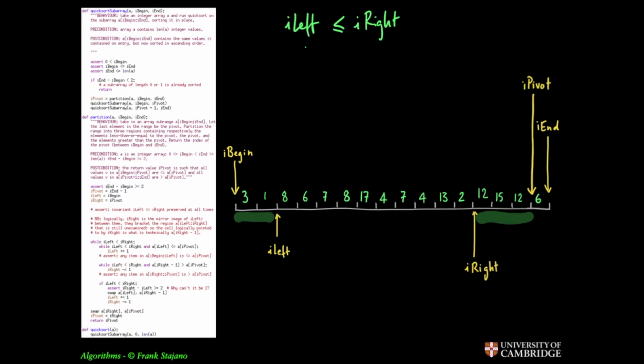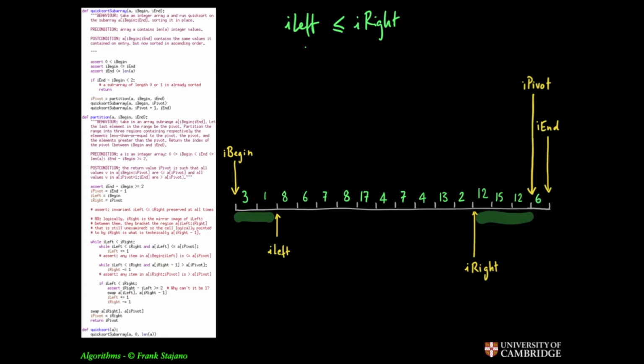We did that. Partition the range into 3 regions containing respectively the elements less than or equal to the pivot, this one. The pivot, we'll have to put it back in the middle, and the elements greater than the pivot, this one we're drawing over here. And then return from this partition routine the index of the pivot, which will be a value between I begin and I end.